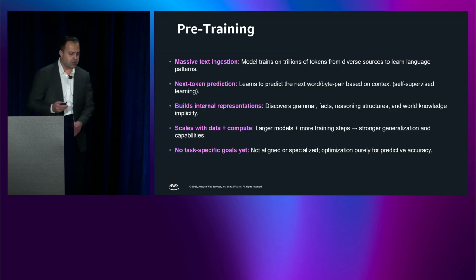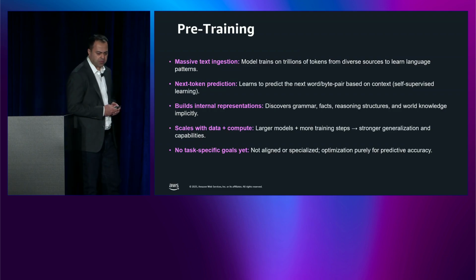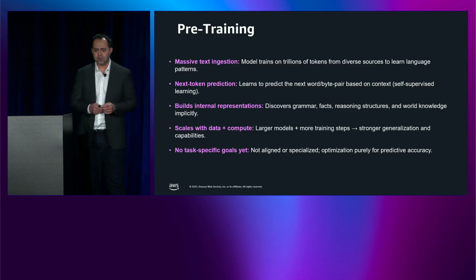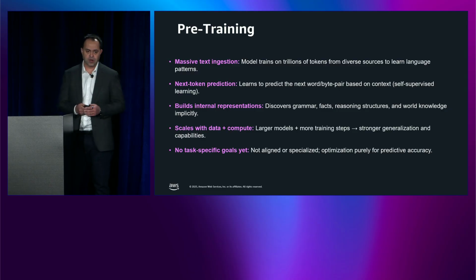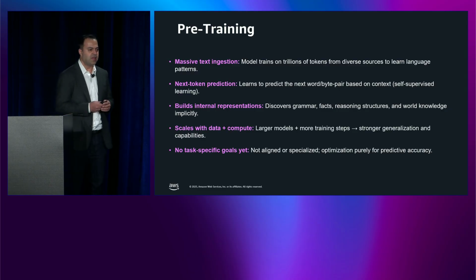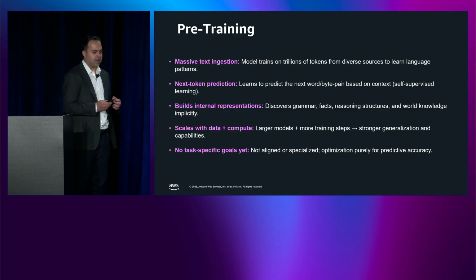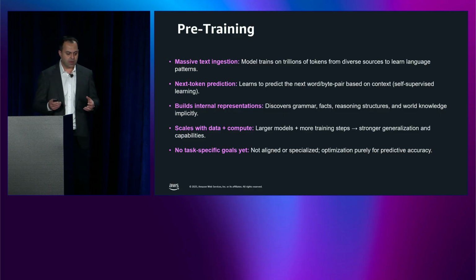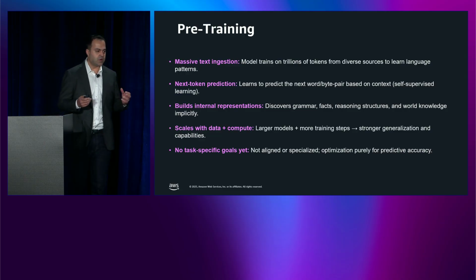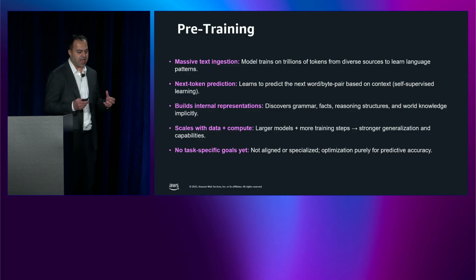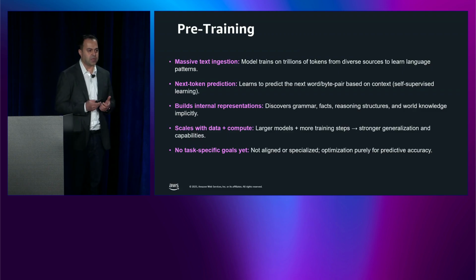Okay, so let's talk about pre-training in more detail, which is the first stage of the model's learning journey. During pre-training, the model is trained on a massive amount of tokens from diverse data sources. Through this, it learns patterns in the data. It learns how to predict the next token based on a sequence of tokens. And it also discovers grammar and syntax and facts, and it builds internal representation.